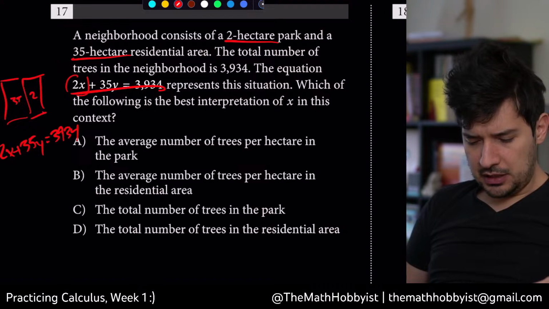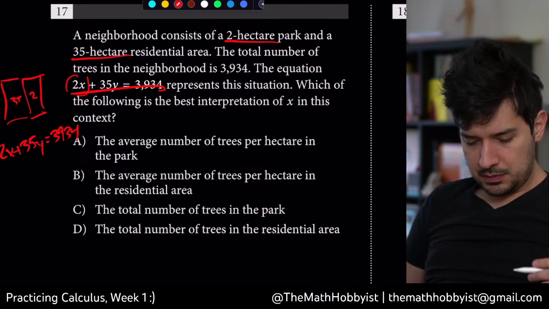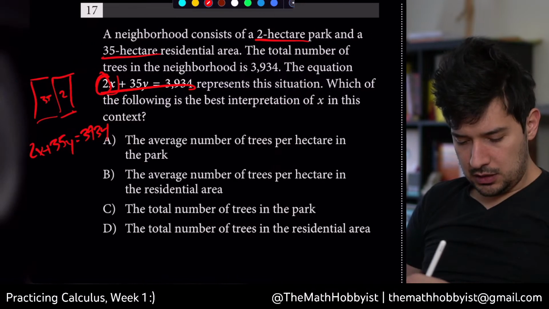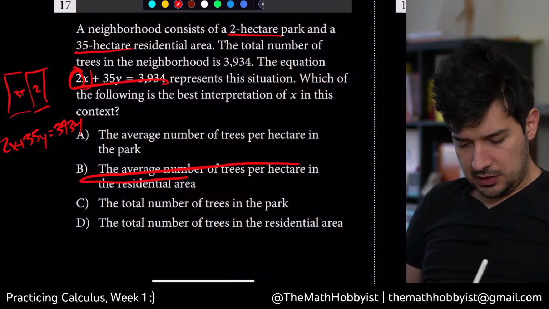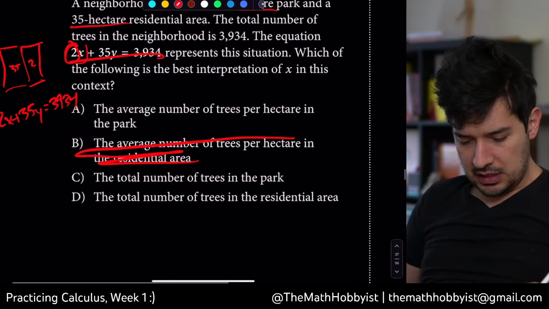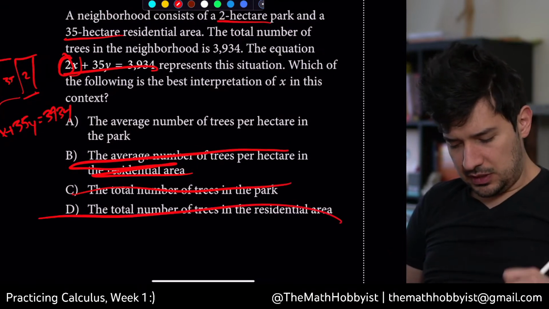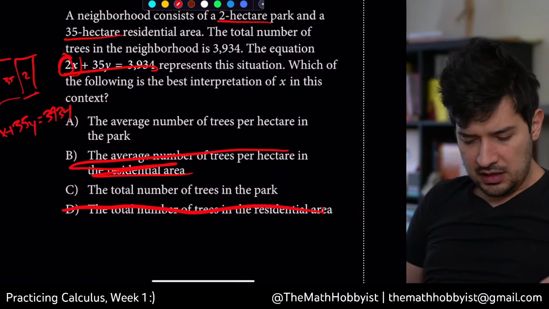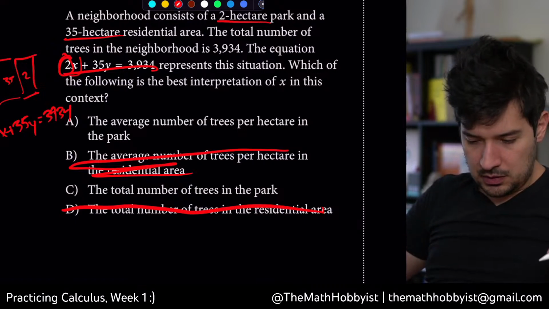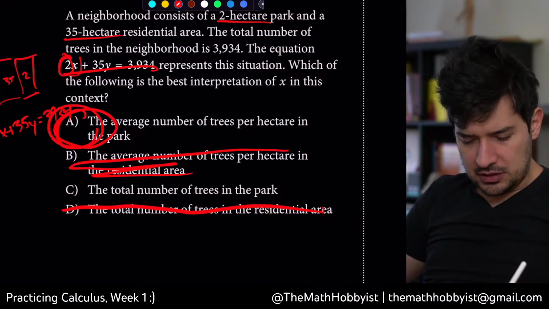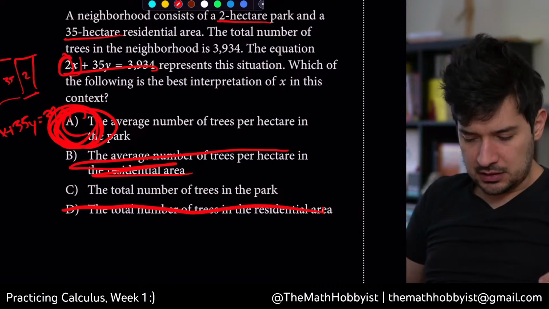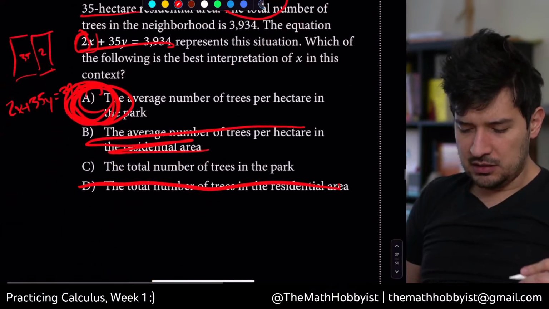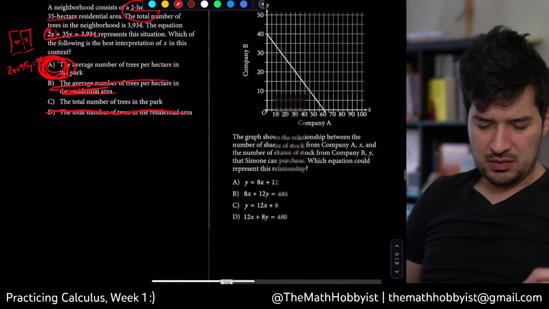X is going to be... so remember 2 is the park. So it's not going to be this one about the residential area. And, yeah, X is not the total number of trees. Oh, wait. It's definitely not going to be the residential area. Is it the total number of trees in the park? Or, no, it's going to be the average number of trees per hectare in the park. Because that number 2 has to be related to hectares. I don't know. It's A.